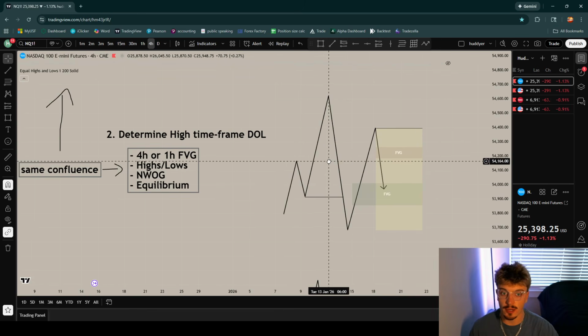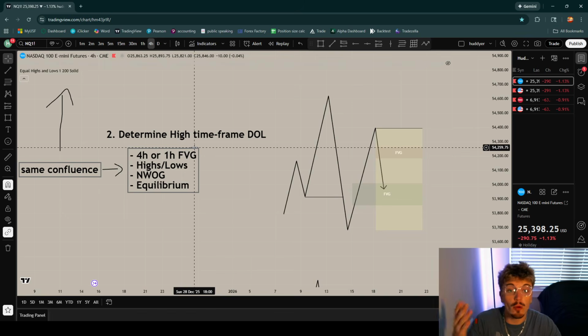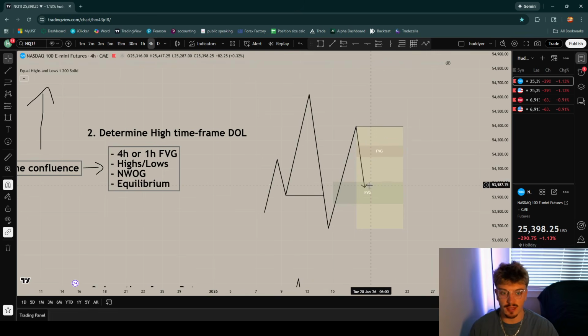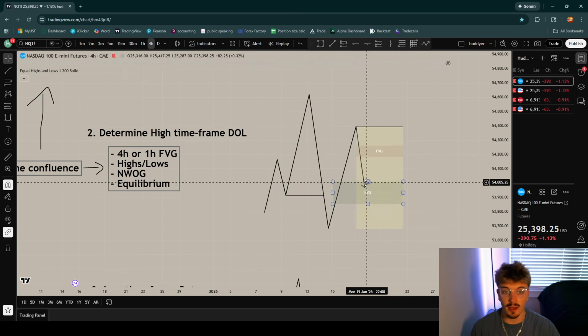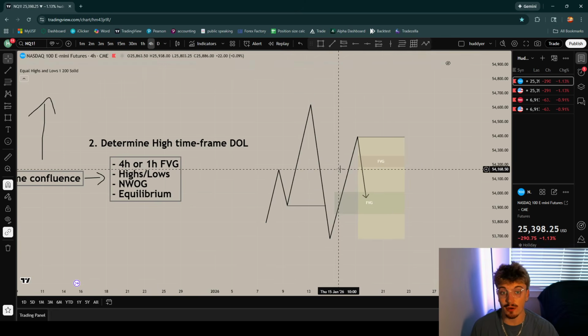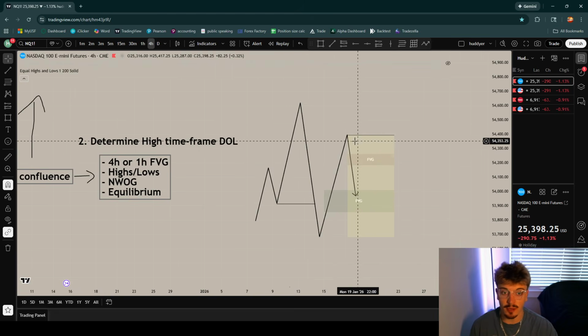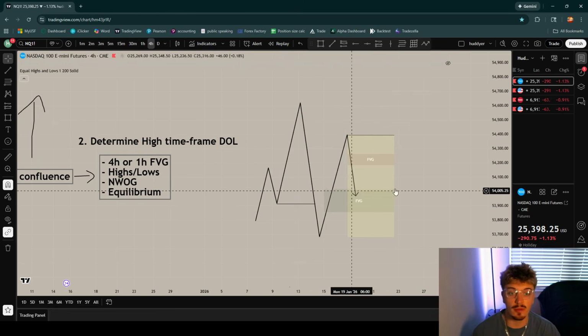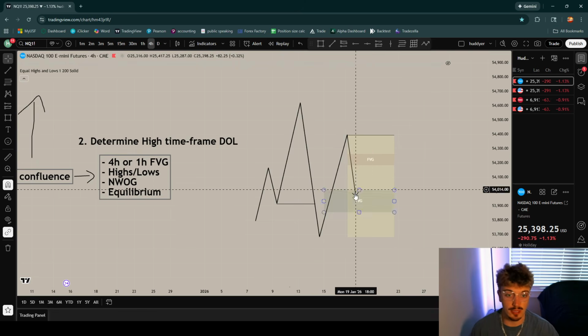Your draw on liquidity is going to be a 4-hour or 1-hour fair value gap, right? It could be this bearish gap, because we're thinking that if we are going to continue back up, we will trade towards this gap. Could be a high or a low. Maybe instead of this gap, you think, oh, we're going to push all the way up to here, then that's your draw on liquidity. Or it could be equilibrium of the range, from here to here, right?